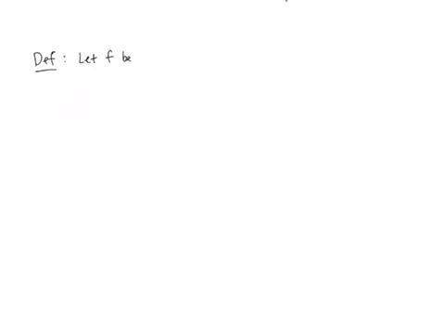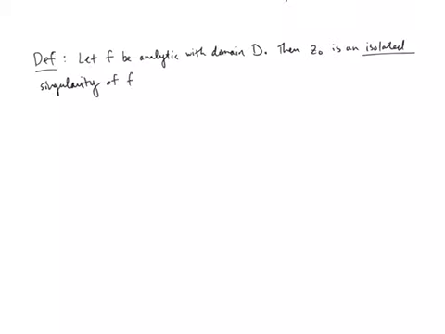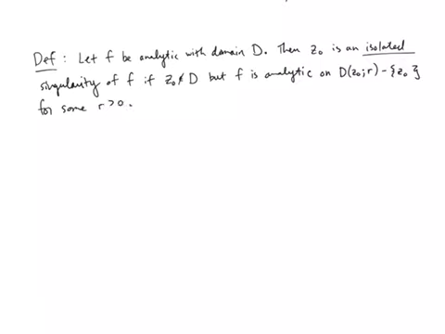Let f be analytic with domain D. Then z0 is an isolated singularity of f if z0 is not in the domain D, but f is analytic on the disk around z0 of some radius r, with the exception of z0 itself. Okay, so you should think about something like 1 over z at z equals 0.